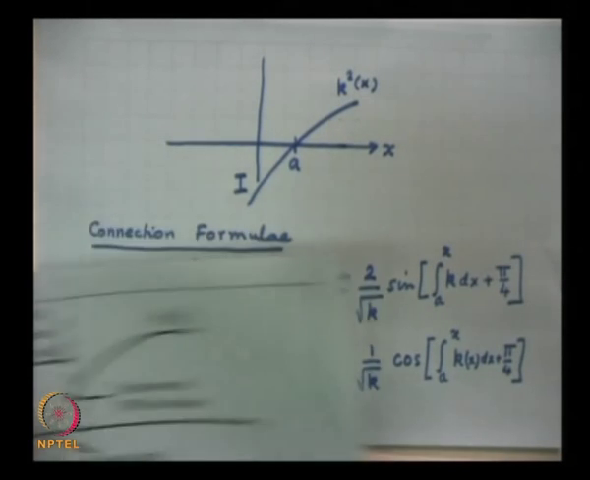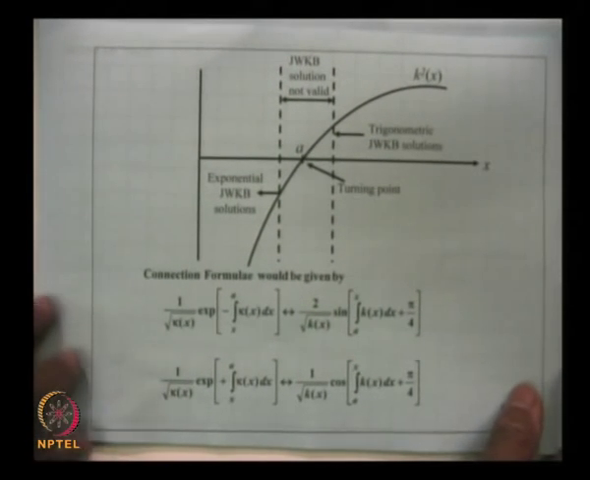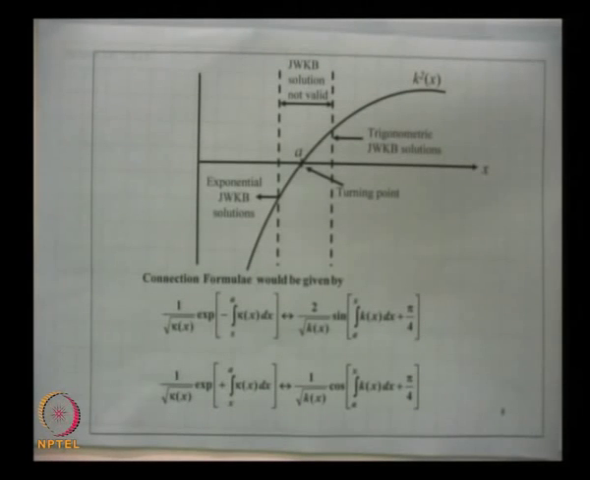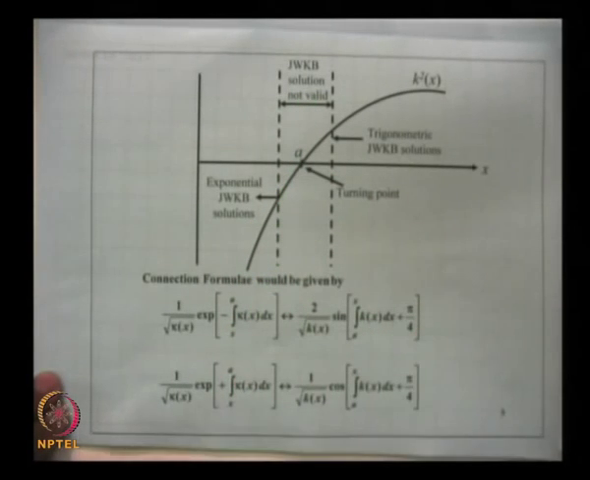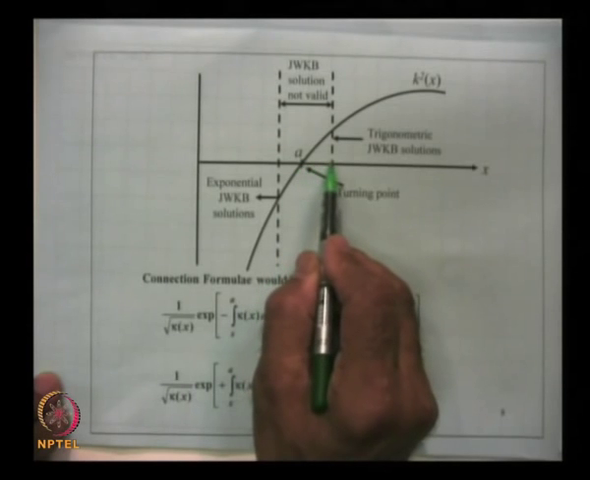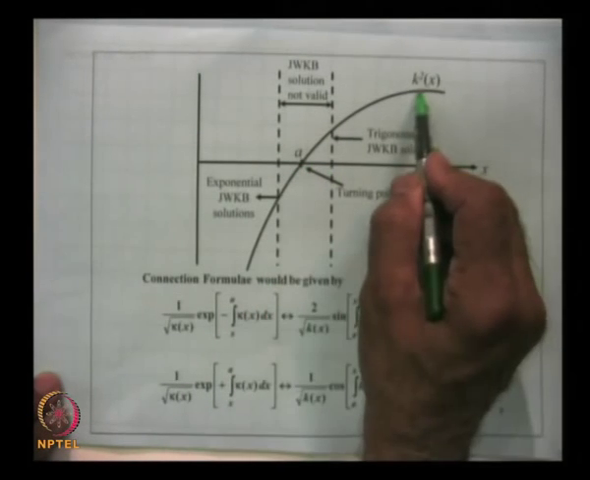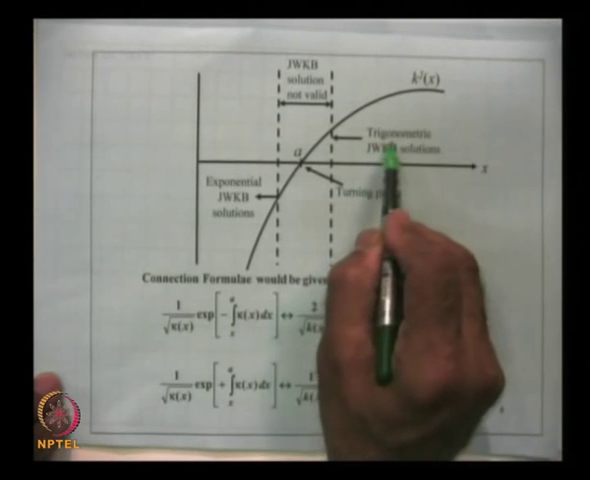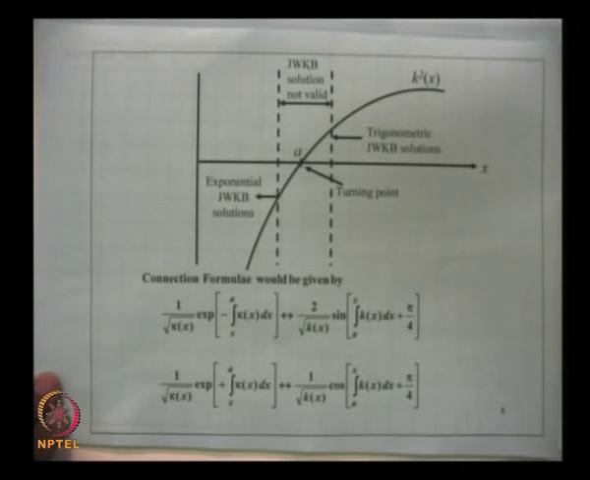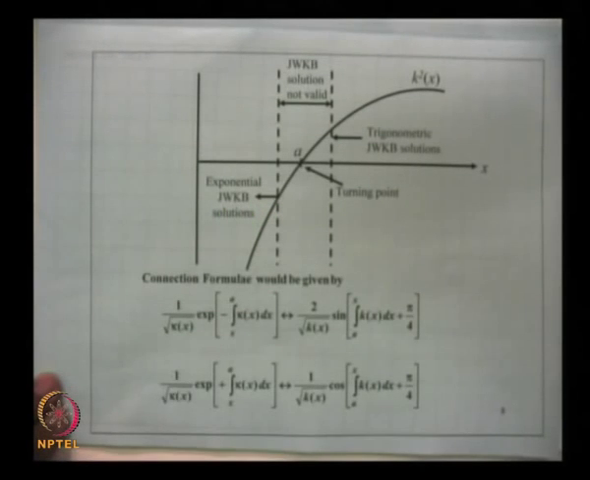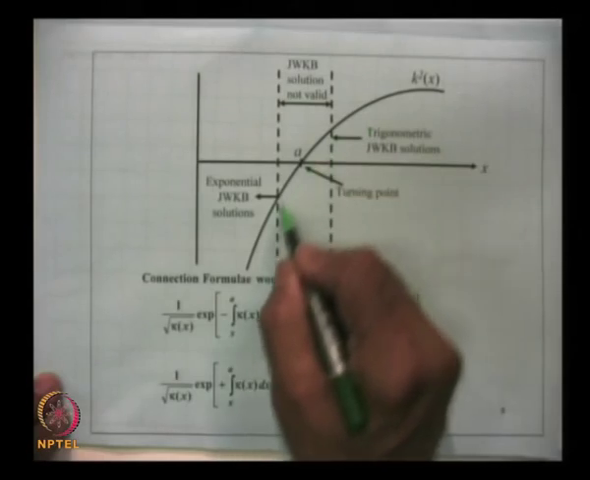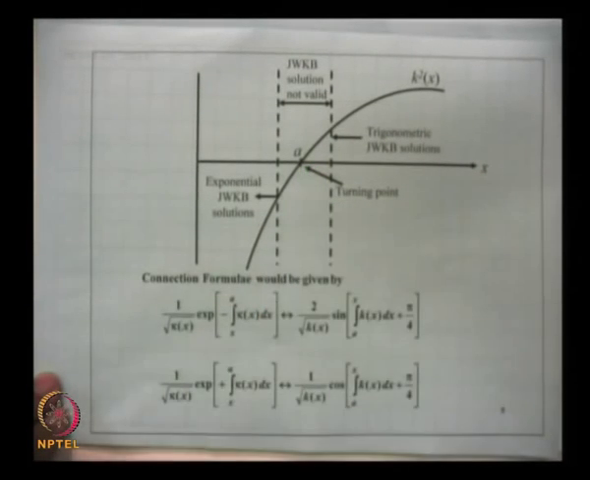I have drawn a picture, let me show that to you. So, you have a turning point at x is equal to a. Now, near the turning point, the JWKB solutions are not valid. So, a little beyond, a little on the right of the turning point, where k square of x is positive, you have trigonometric or sinusoidal JWKB solutions. Beyond a certain distance to the left of the turning point, you have exponential JWKB solutions. This is the variation that I have assumed, which is a smoothly varying function, but it passes through 0 at x is equal to a.